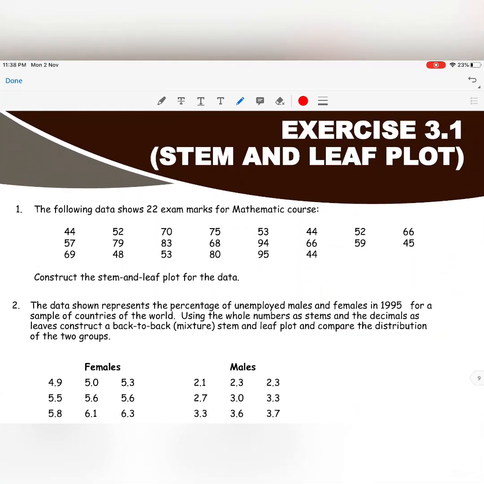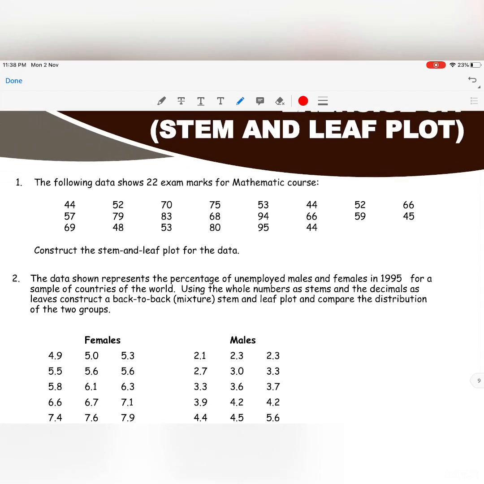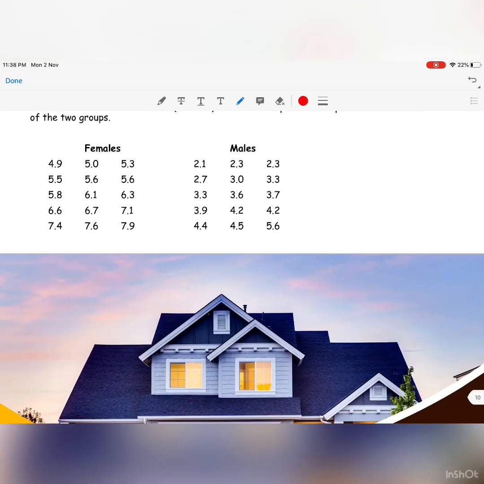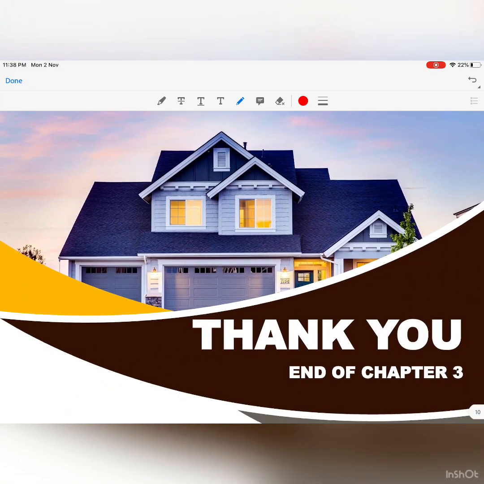So here we have exercise 3.1. I want you to do number 1 and number 2. Later we will discuss them in our online class.